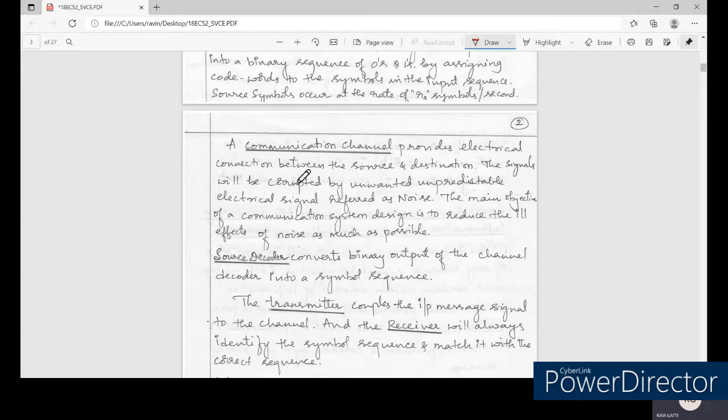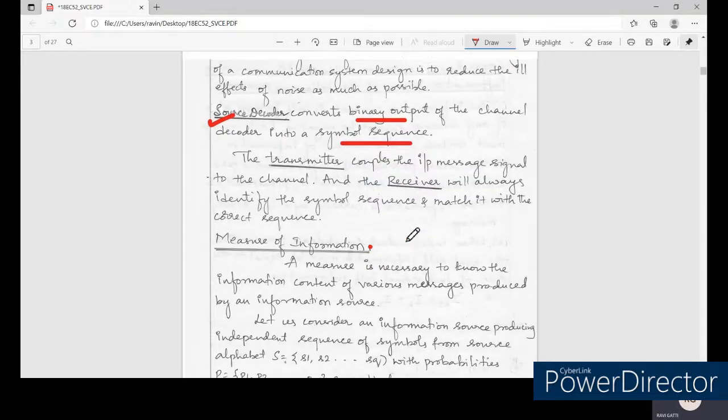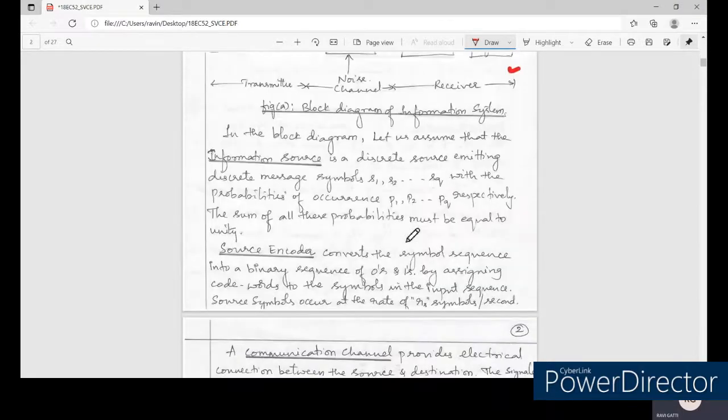The communication channel, because of its nonlinear characteristics, adds some noise effects to the signal, and this noise effect has to be identified at the decoder for successful reception of the given signal. And what the source decoder does is convert the binary outputs back into source symbols with their probability values. Okay, so these are the things we learned in the earlier classes.